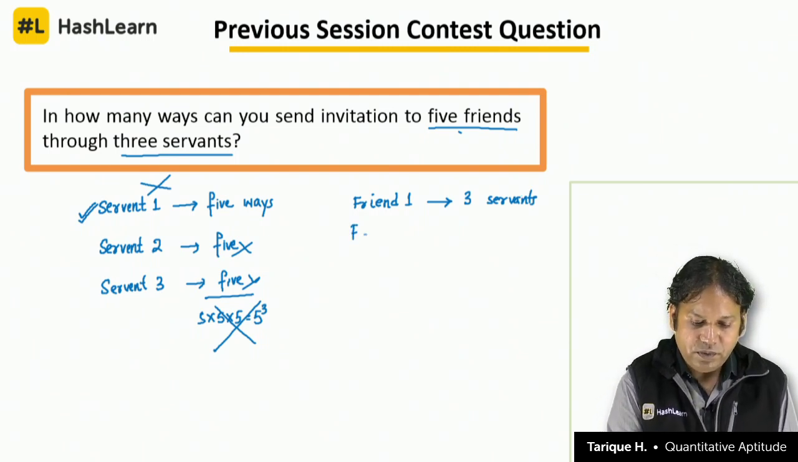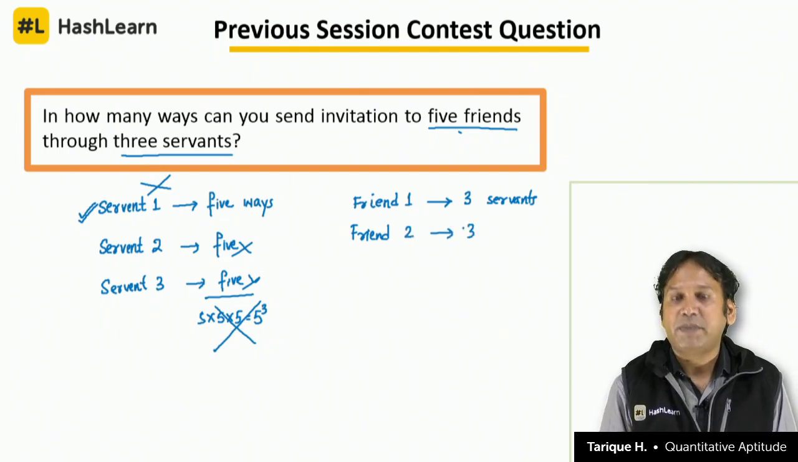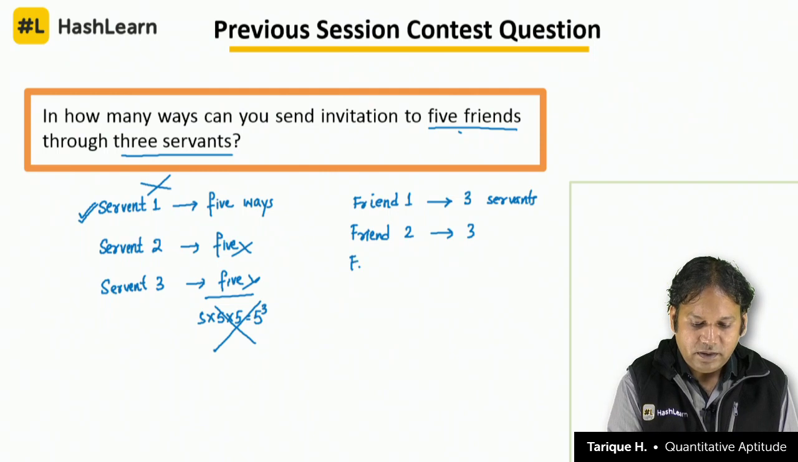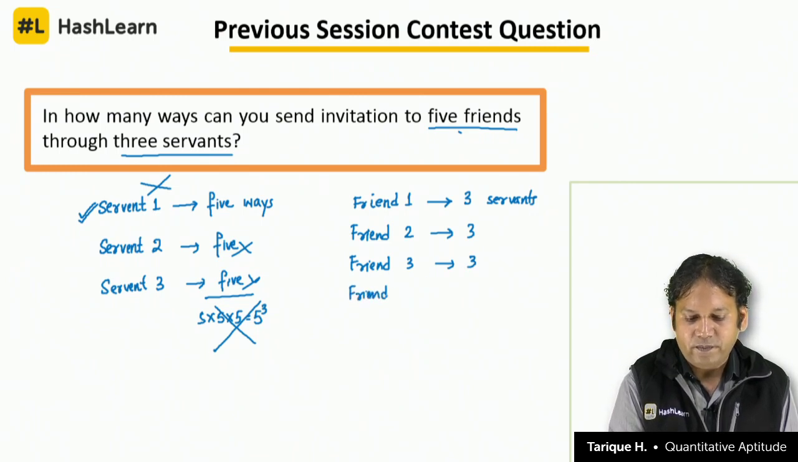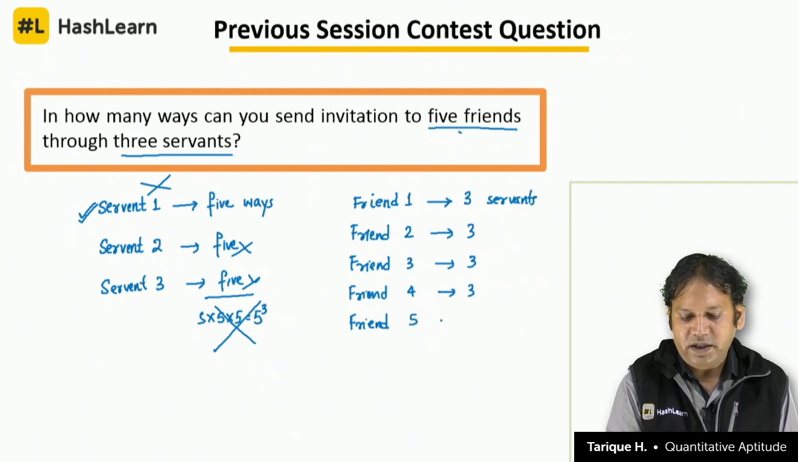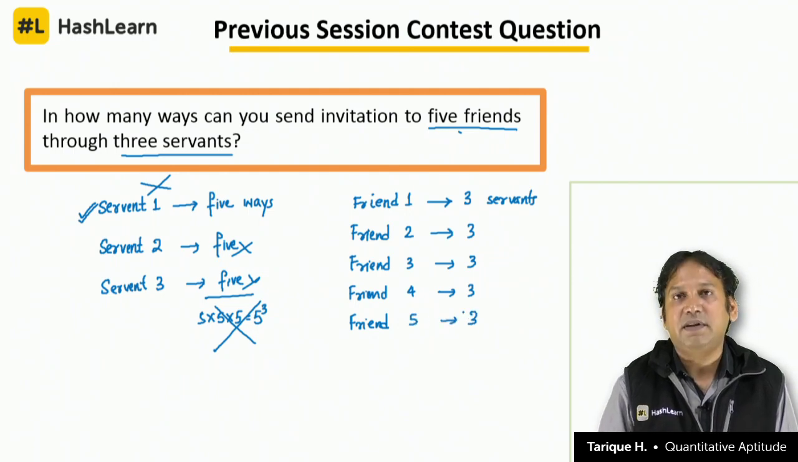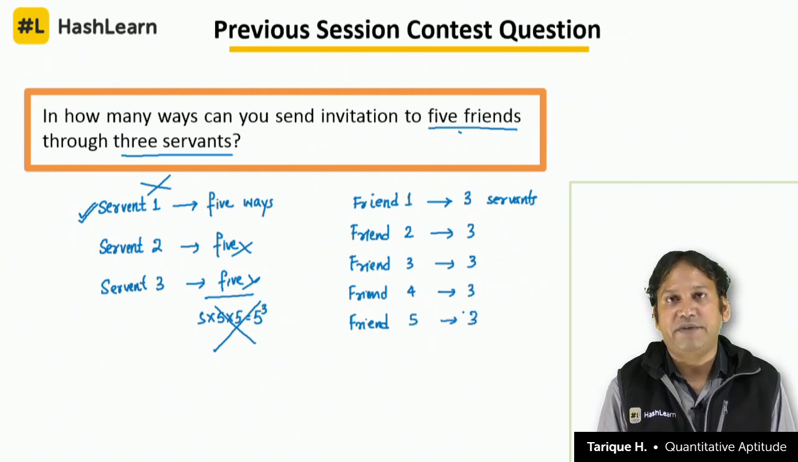Similarly, friend 2 can also receive the invitation from any of the 3 servants. Similarly, friend 3 can receive invitation from any of the 3 servants. The same is true for friend 4. It does not matter who comes and invites him. Each friend can receive the invitation from any of the 3 servants.